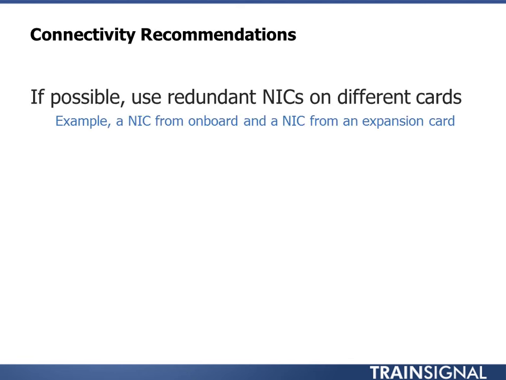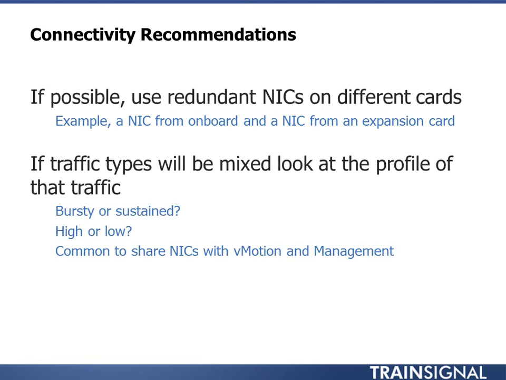Connectivity recommendations. So I've hit on some of these as we went through. If possible, use redundant NICs on different cards. So if you've got, again, onboard and expansion spread across. If traffic types will be mixed, look at the profile of the traffic. Bursty or sustained, high or low. So like a good, common one, low traffic is management and bursty high traffic is vMotion. I have no problem putting those two on the same set of NICs. Even when vMotion is flat out, it's usually not a problem.